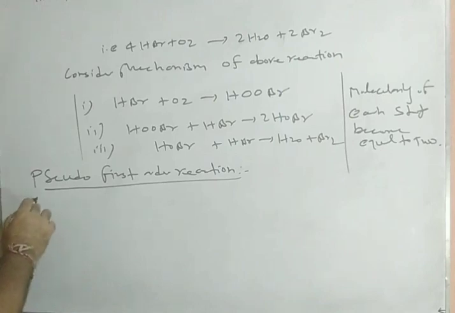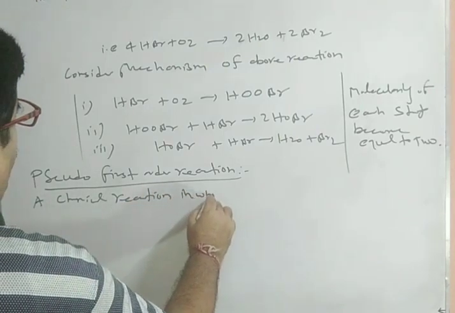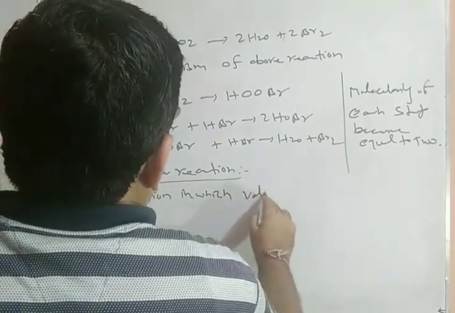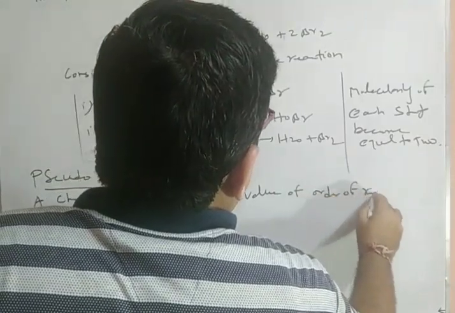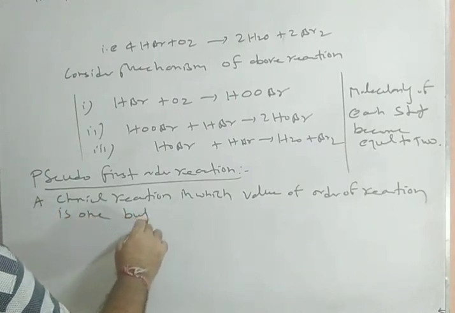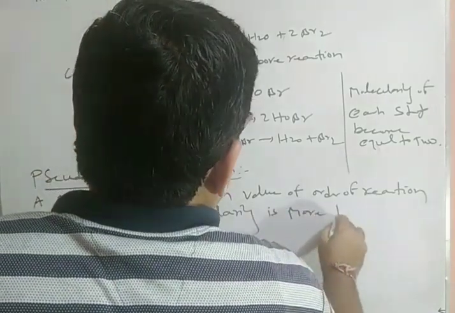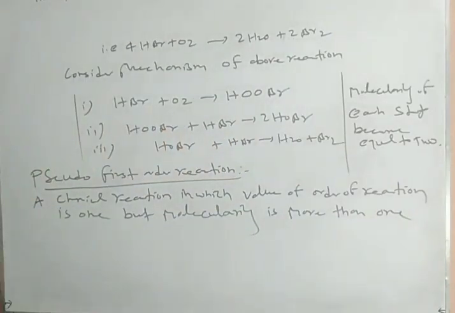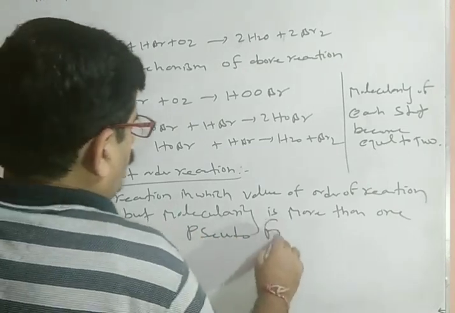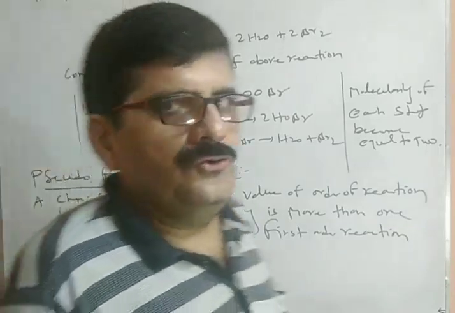So we can write: a chemical reaction in which the value of order of reaction is 1, but molecularity is more than 1, is known as a pseudo first order reaction, or you can say pseudo unimolecular reaction.